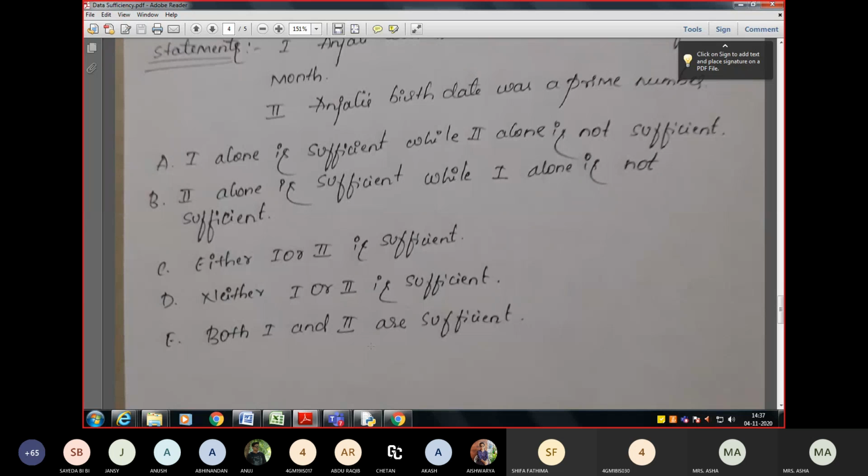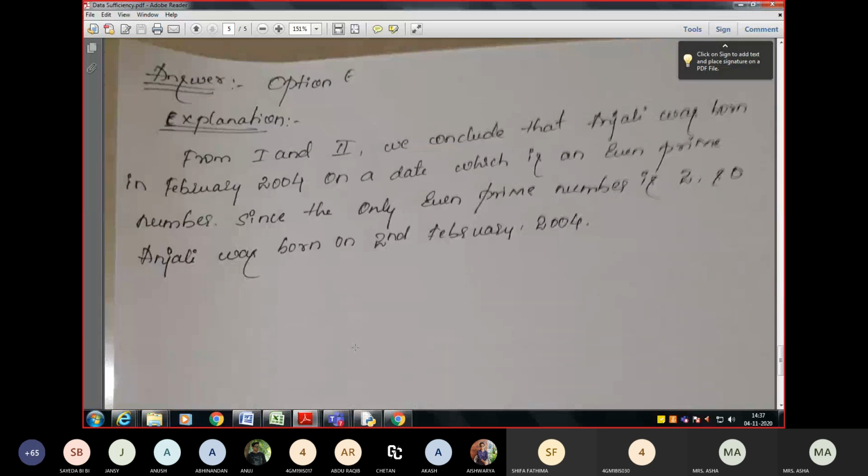E. Both first and second are sufficient. Here, the answer is option E, because from first and second statement, we conclude that Anjali was born in February 2004 on a date which is an even prime number. Since in February 2004, the number two is a prime number, she was born on 2nd February 2004.